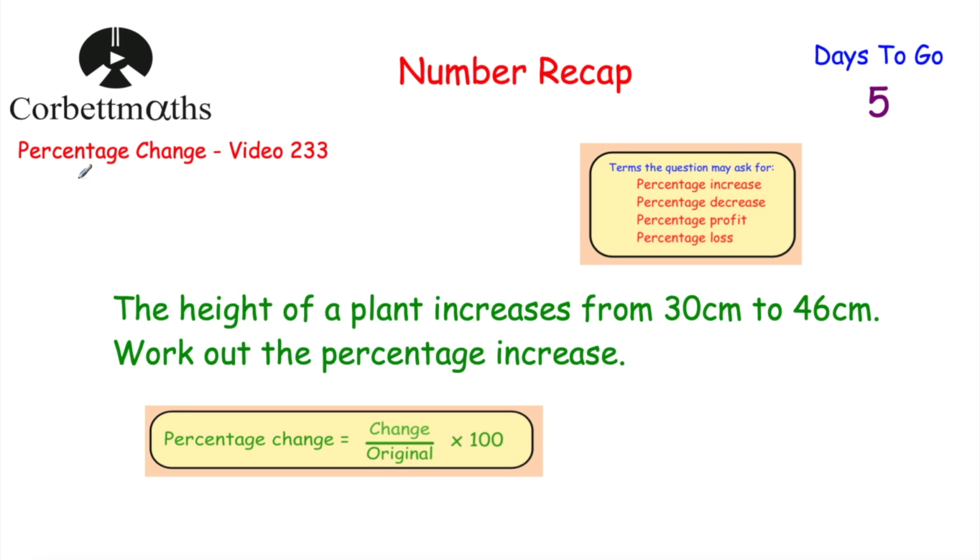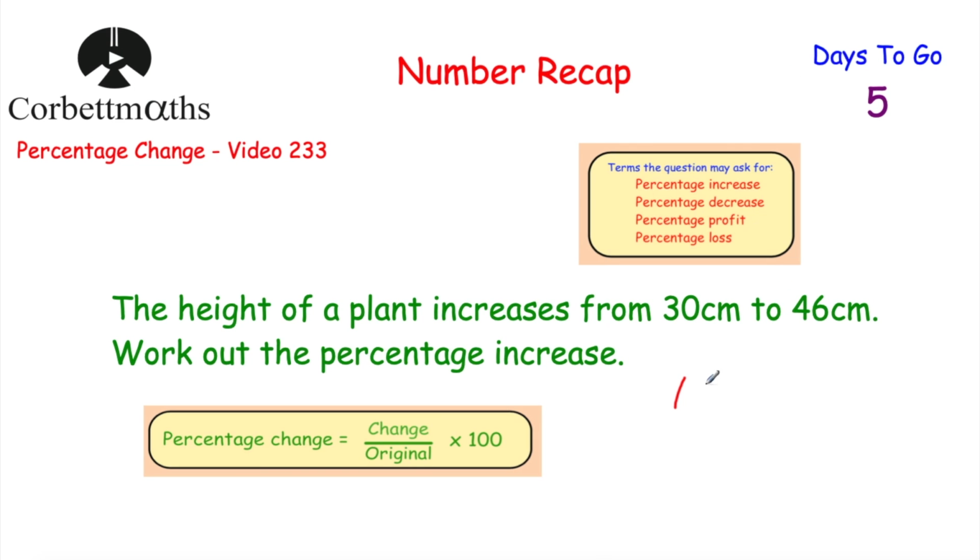Okay, let's have a look at our next topic, percentage change. So if you encounter the terms percentage change, percentage increase, percentage decrease, percentage profit, percentage loss, and so on, then you might want to use the formula percentage change equals change divided by original times 100. So if we had the height of a plant that increases from 30 centimeters to 46 centimeters, and you've been asked to work out the percentage increase, well, you find the change, well, it's gone up by 16. So the change is 16 divided by the original, which is 30, and then multiply by 100, and you just work that out, and that'll be your percentage change. Just remember, change divided by original times 100.